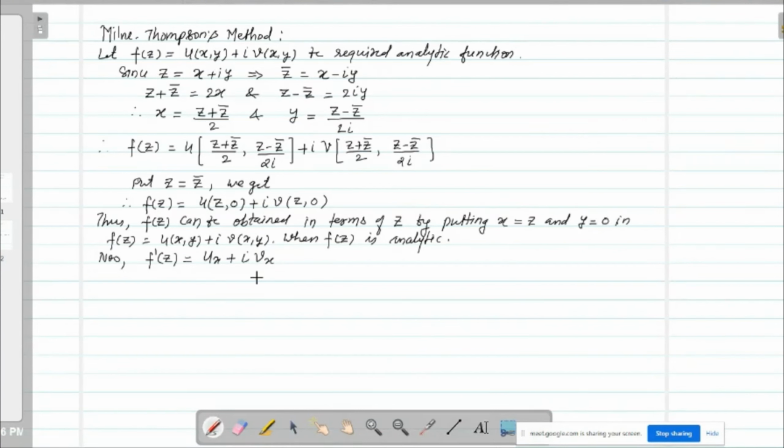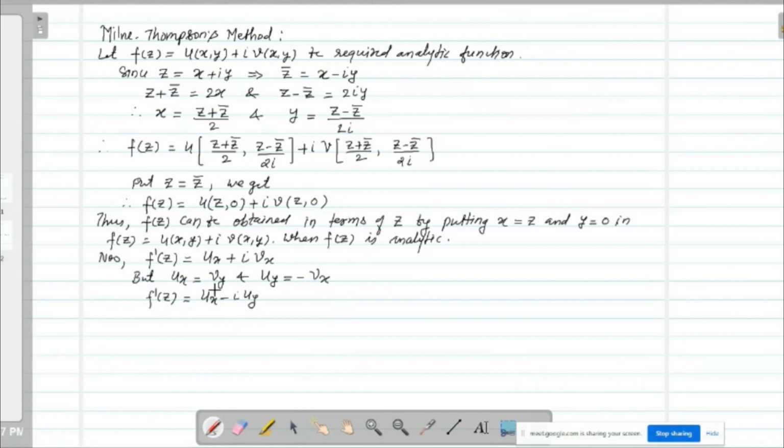But by the CR equation, we have ux equal to vy and uy equal to negative of vx. So f dash of z is equal to ux as it is, and instead of vx we write negative of uy.